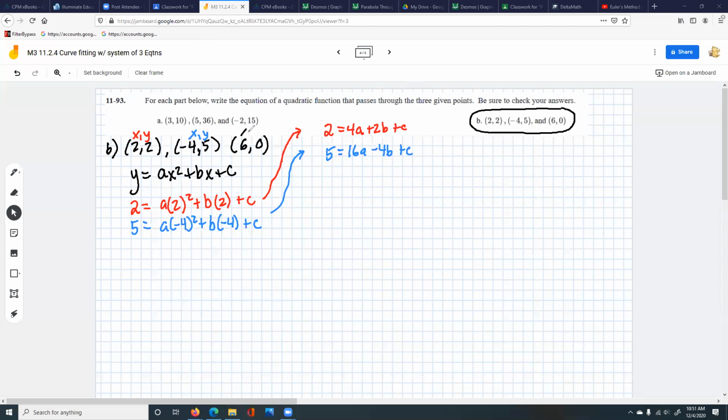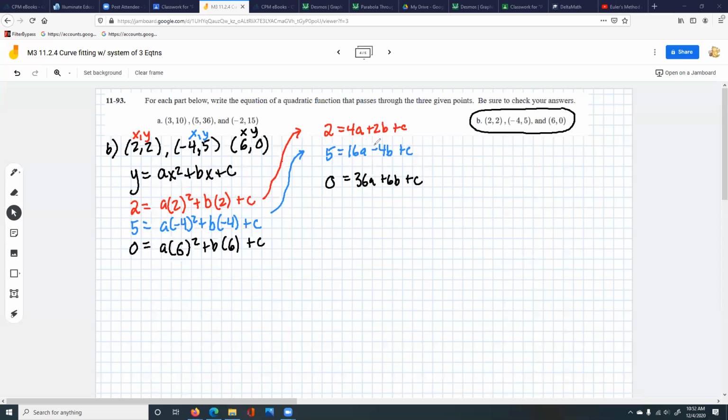Third equation, we're going to use (6, 0). So start with 0 equals a times 6 squared plus b times 6 plus c. Okay, so 0 equals 36a plus 6b plus c.